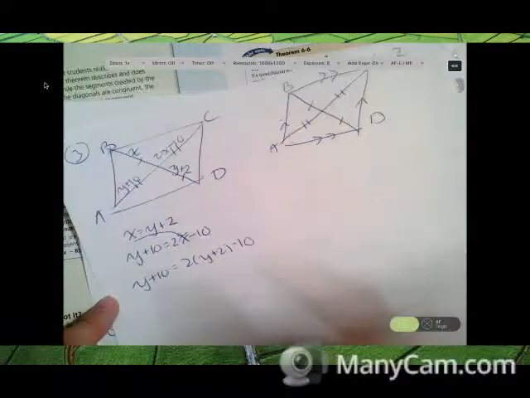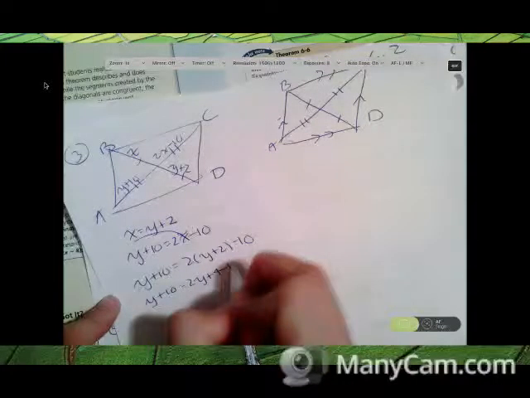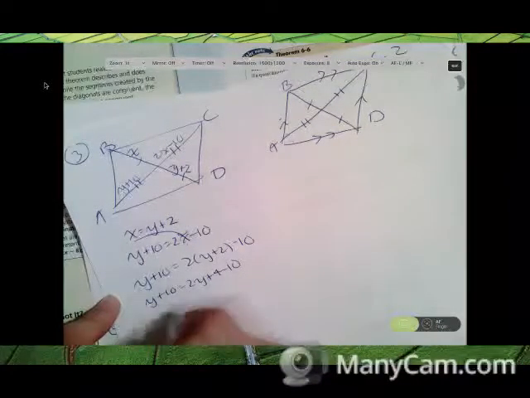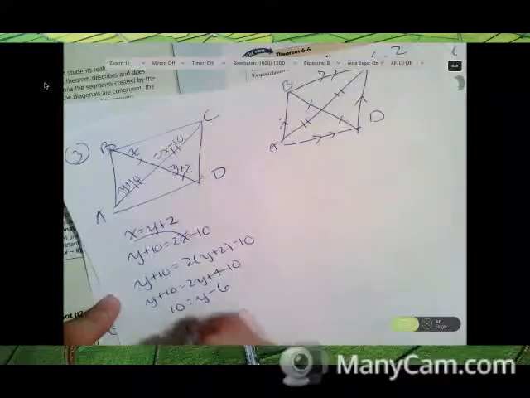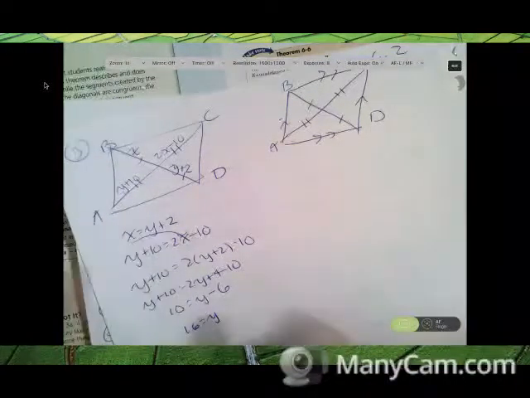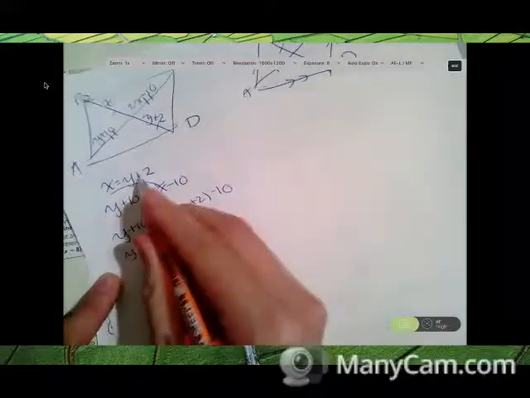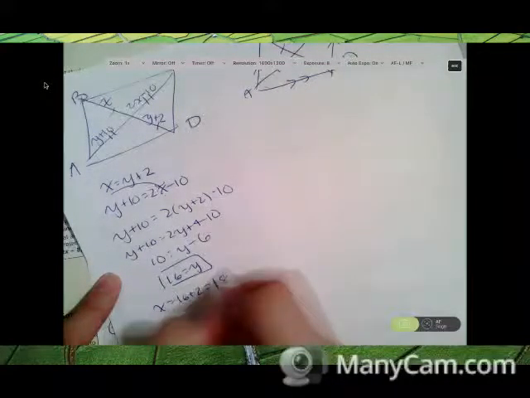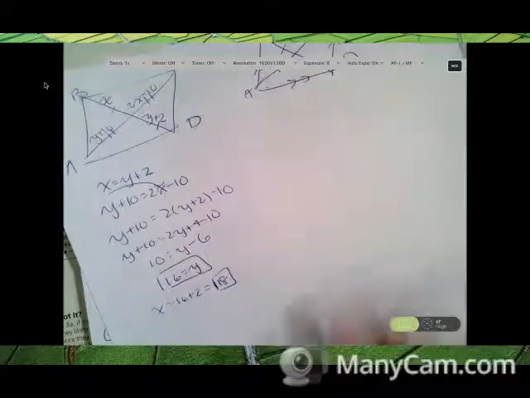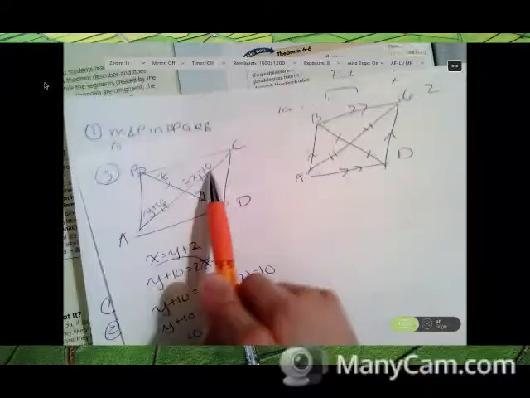Alright, so when I solve that, y plus 10 equals 2y plus 4 minus 10. Then I'm going to subtract y on both sides, minus 6, so 16 equals y. So I solved that 16 equals y. Now I'm going to plug y back into here. So x equals 16 plus 2, which equals 18. So these two are congruent to each other, so they equal each other, and these two are congruent to each other because they equal each other.